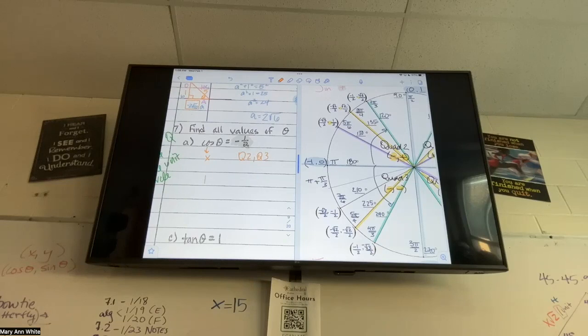120. Good. I'm going to write both 120 and 2 pi over 3. And then, what's the other angle that also has cosine of -1/2? Good, 240. Which is going to be 4 pi over 3.